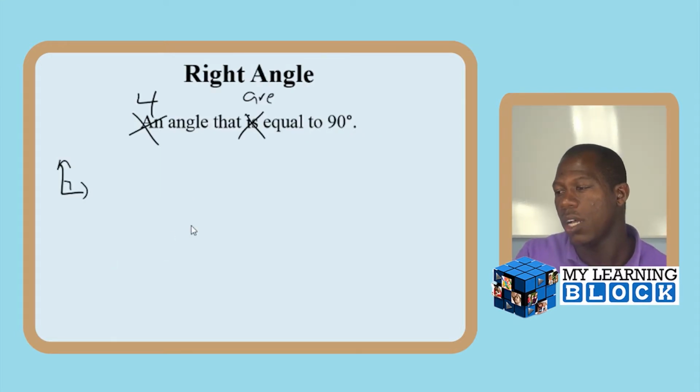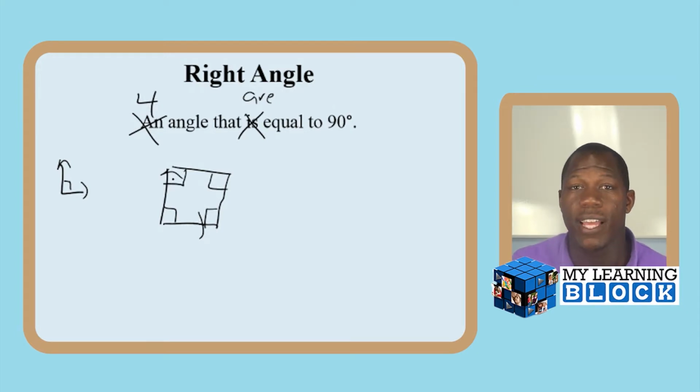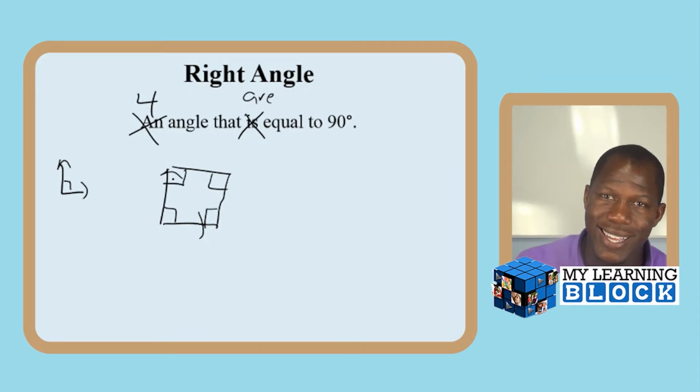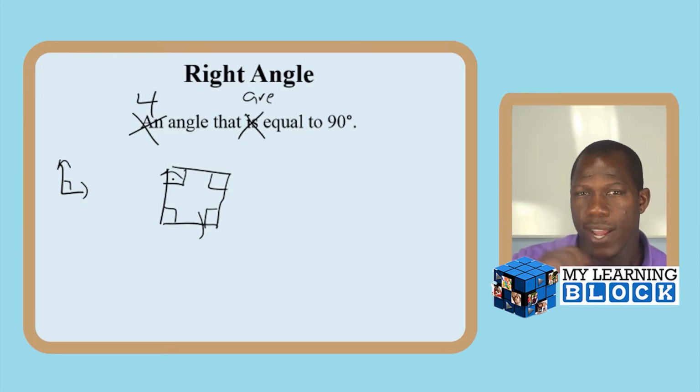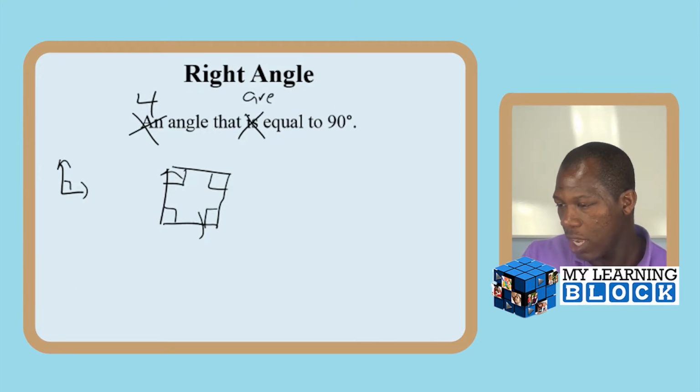A right angle has 90 degrees, and you have four of them. So 1, 2, 3, 4. If it has four right angles, square angles, then it is a rectangle. Always check out the square video though. It'll blow your mind. All right, so back to our rectangle.